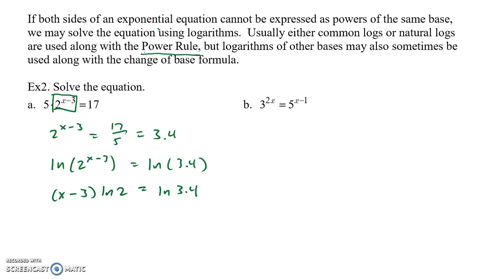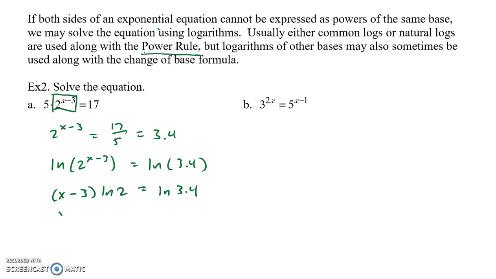Now, there are two things I could do at this point. I could distribute ln 2 to remove the parentheses on the left, or what actually is a little bit simpler in this case, we can divide both sides by ln of 2. ln of 2 and ln of 3.4 are both constants. They're just irrational numbers, so we can treat them as ordinary constants. We can divide both sides by ln of 2.